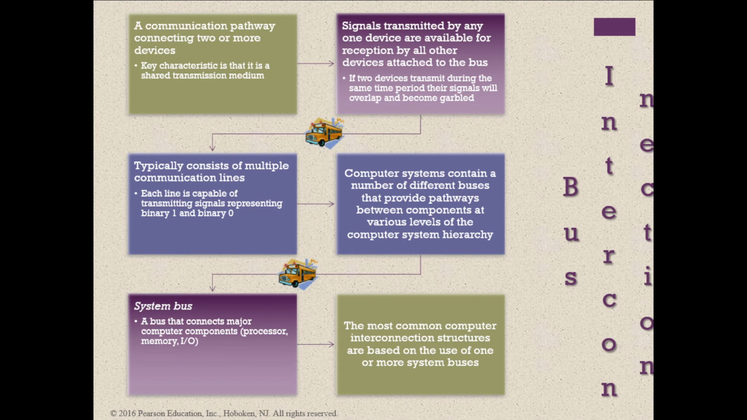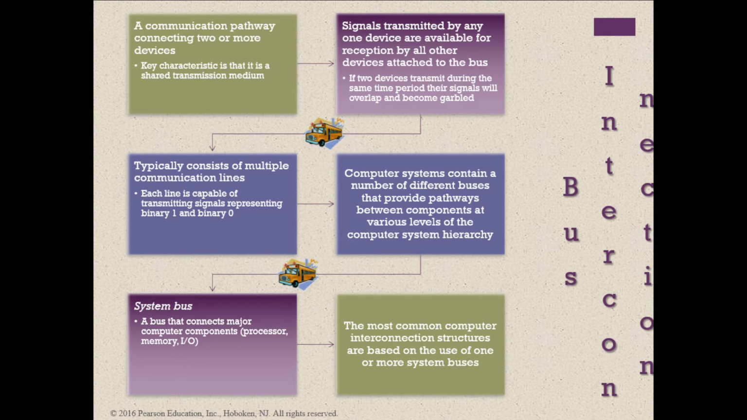As a definition, a bus is a communication pathway connecting two or more devices. A key characteristic of a bus is that it is a shared transmission medium. Multiple devices connect to the bus, and a signal transmitted by any one device is available for reception by all other devices attached to the bus. If two devices transmit during the same time period, their signals will overlap and become garbled. Thus, only one device at a time can successfully transmit. So that is the function of the bus. The first one to transmit a signal through the bus will be the first to use the bus.